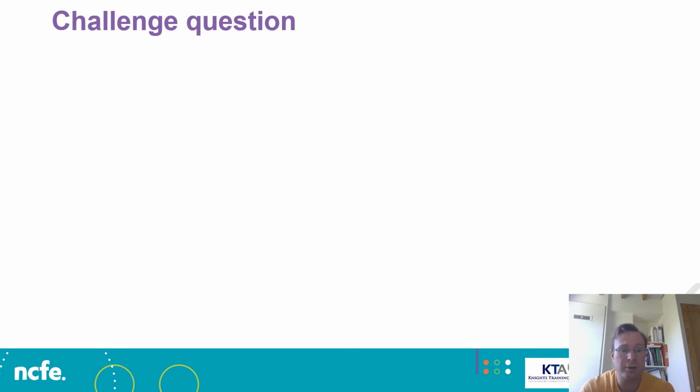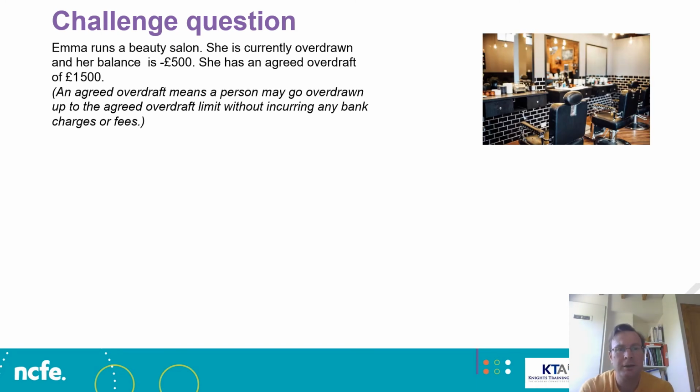So here's a challenge question. I'm going to pose it and you're going to pause the presentation. Emma runs a beauty salon. She's currently overdrawn. Her balance is -500, so she's £500 in the red. She's got an agreed overdraft of £1,500. The overdraft is the sort of money that the bank is willing to lend you just to keep you going.